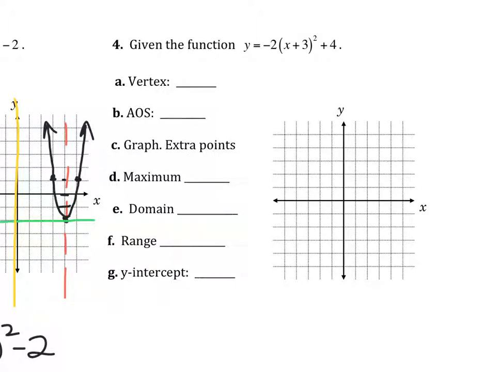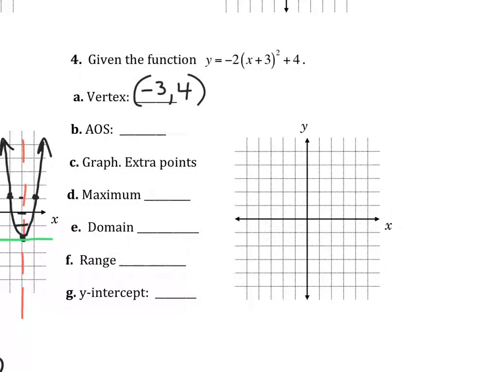Okay, here we go, vertex. Let's do the whole thing again. This is a little bit different. It's going to be opening down. I can tell that because of that -2 right there. So the vertex on this one is, who can tell me what the vertex is? Ooh, a lot of you can. (-3, 4). So go over 1, 2, 3 to the left, and up 4. There's our vertex. Plot that.